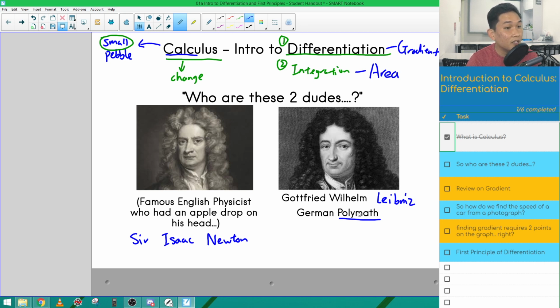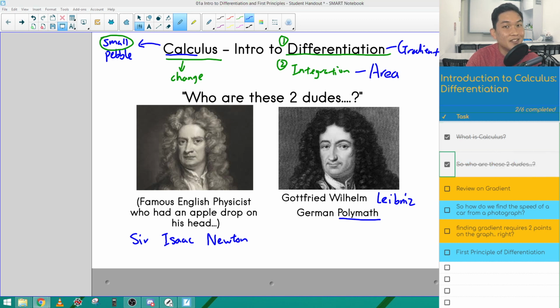So here's some gossip. The two of them didn't get along, because they were busy debating about who was the first to discover calculus. But it doesn't matter because today we credit both of them for discovering calculus. So I think that's really interesting. So who are these two guys? Newton and Leibniz. Okay. So we're going to go into differentiation.